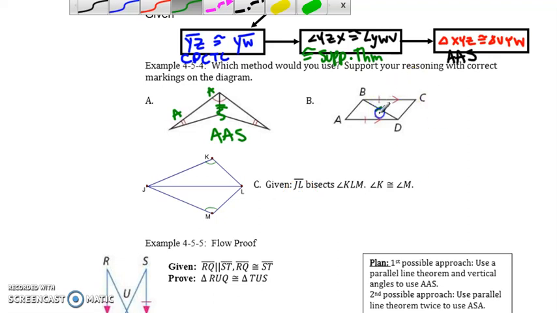Here we can mark again, reflexive. And then we have parallel, which means we can mark alternate interior. So we actually have a side, an included angle, and another side. So side, angle, side. And then down here, this bisects angle KLM, so that is congruent to that. And by the reflexive property, that is congruent to itself. And then it's already marked K and M, so we have an angle and a side. So angle, angle, side.